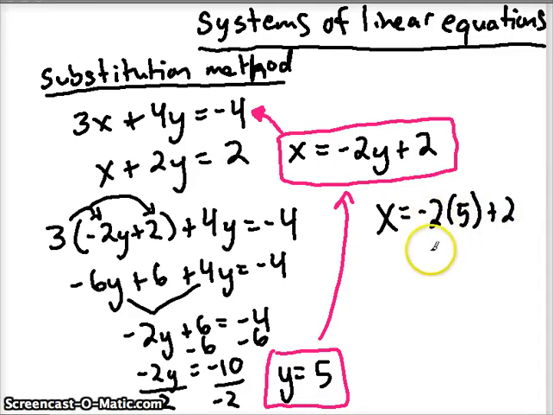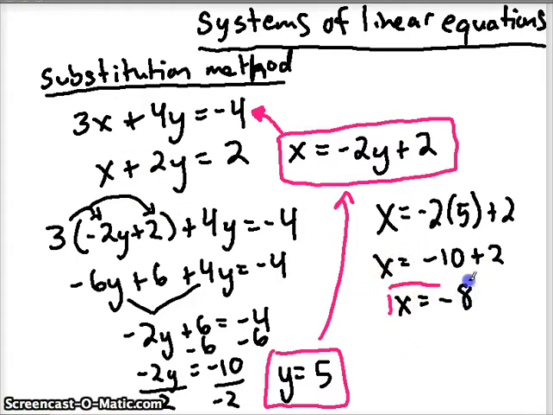So -2 times 5 is -10. If we add 2, then we get x equals -8. So we have our x and our y value, and we can place it in our coordinate pair form, so -8 and +5. That's our final answer. That is the intersection of these two linear equations, or these two lines.